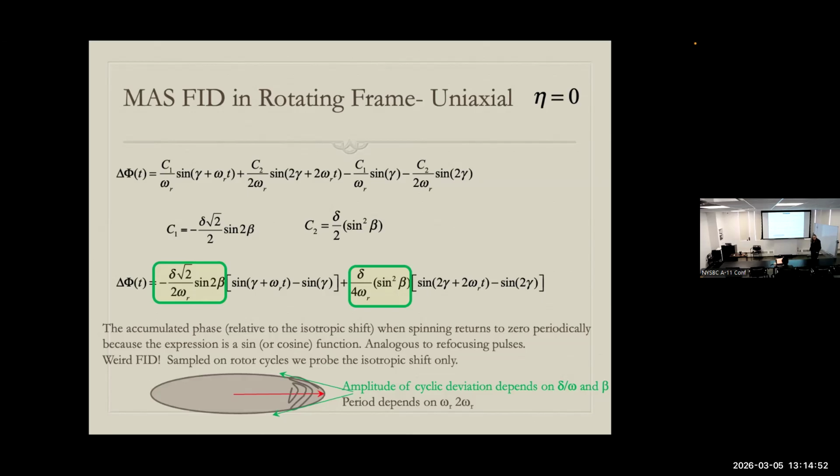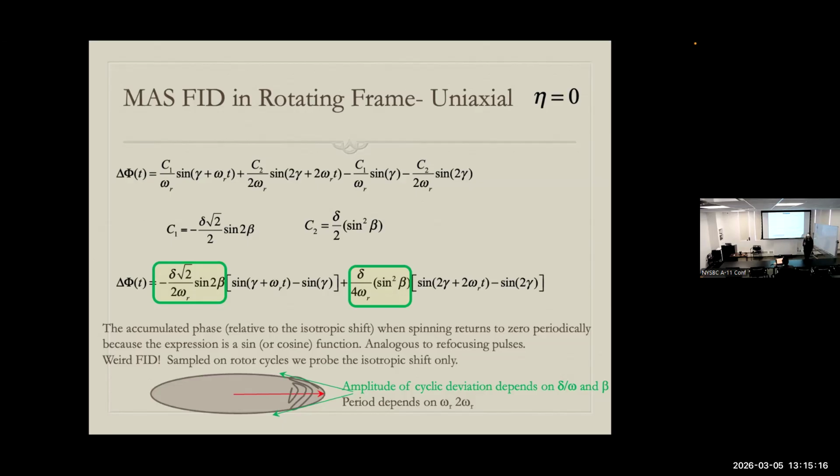How big are those excursions? They depend on delta over omega. And they depend on your crystallite selection data very strongly. So some of them don't do much. Some of them are all over the place. But at the end of a rotor cycle, they return where they started. So at the end of every rotor cycle, you're back here.